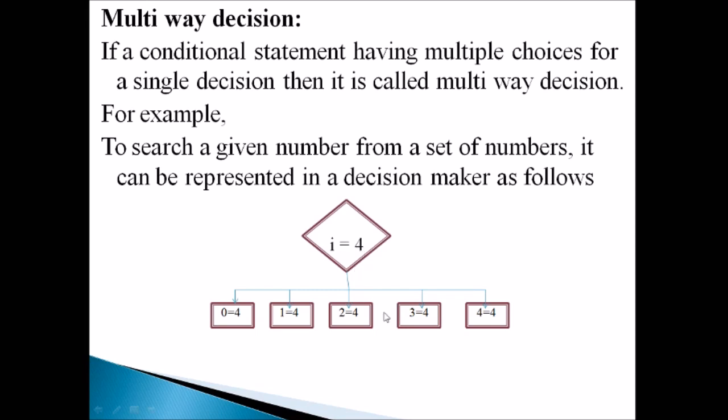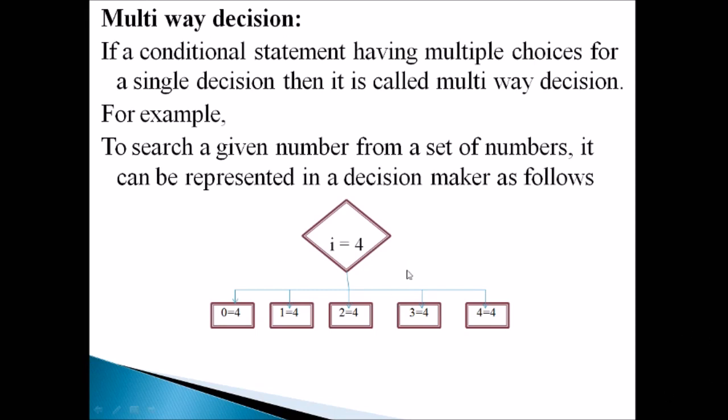Before matching with 4, we have some more choices like this: 0 equal to 4, 1 equal to 4, 2 equal to 4, 3 equal to 4, and finally 4 equal to 4. In this situation, it becomes true, but before that we have 4 more choices. So likewise, to search for a particular number, we may face a number of choices. In that case, it is called multi-way decision.